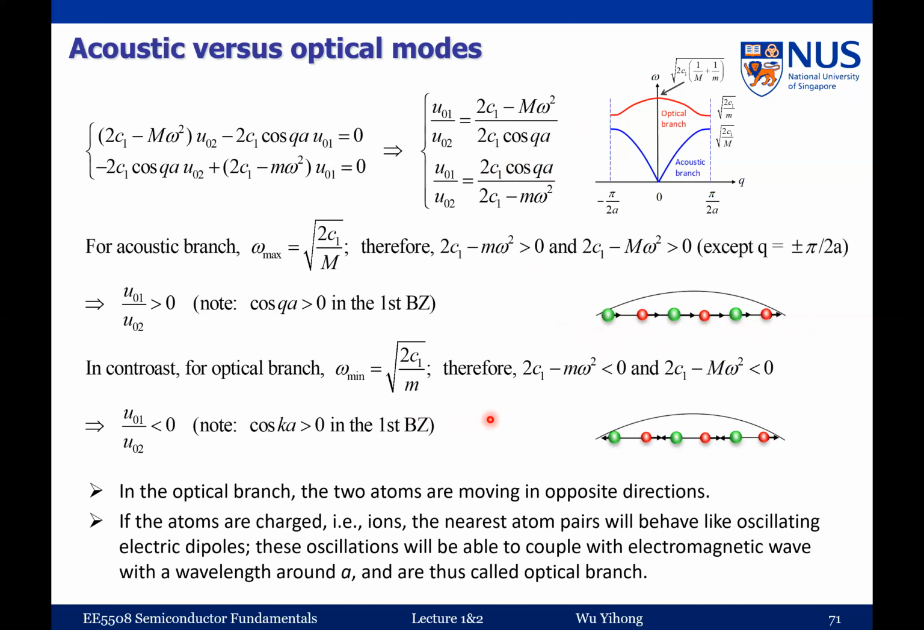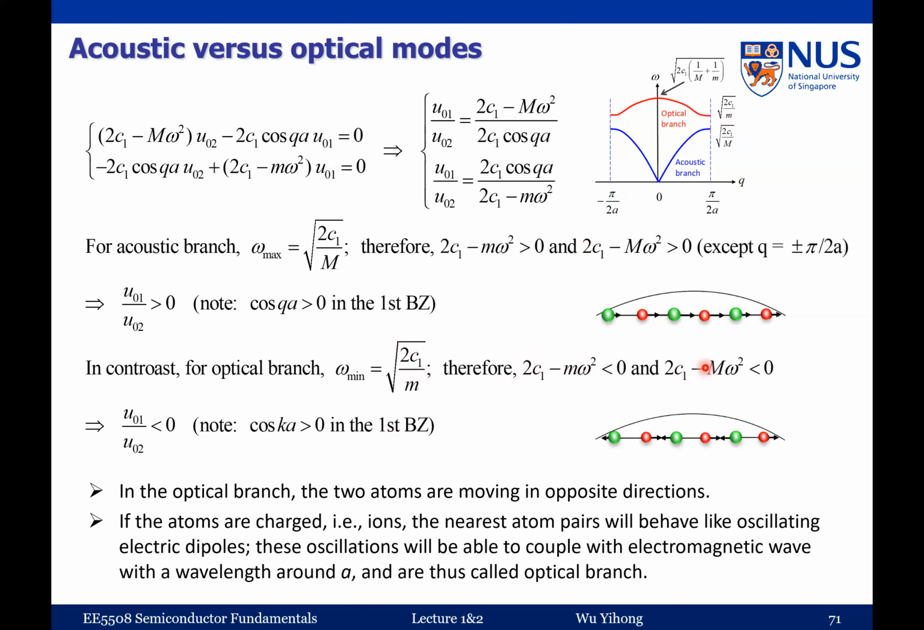And of course, acoustic is really relative to optical modes, right? So now, maybe look at the optical branch first and then come back and look at this again. So for the optical branch, you see that the smallest frequency is given by this. So basically this one, right? That's the minimal frequency. So if you substitute this into this term, you find that this 2c1 minus m omega squared will be smaller than 1, right? Because at the Lorentzian boundary, this will be 0. But within the first Lorentzian zone, this term will be larger than this one. That's why it's smaller than 1.